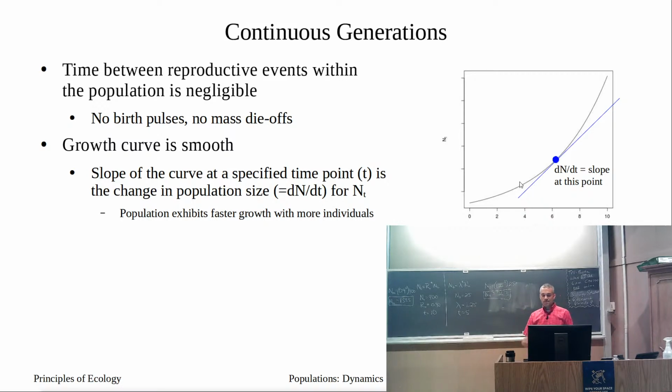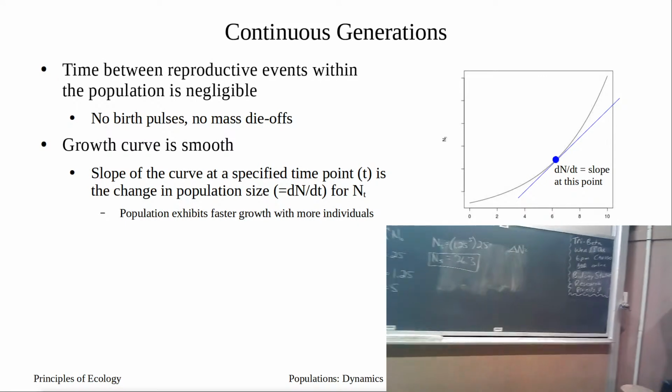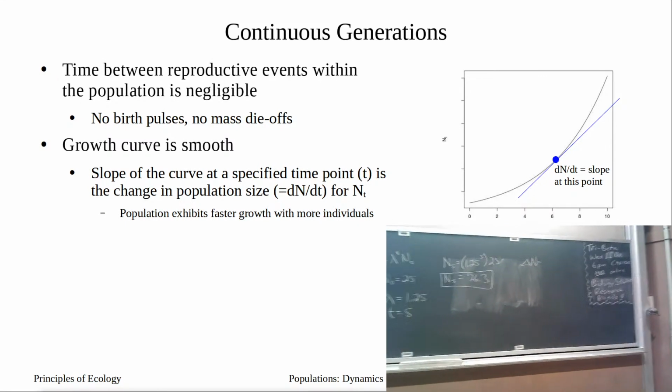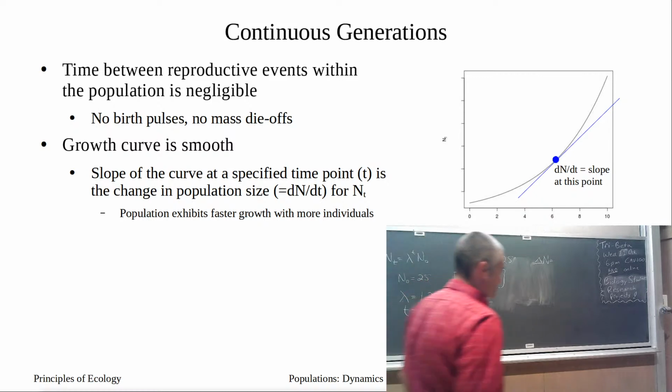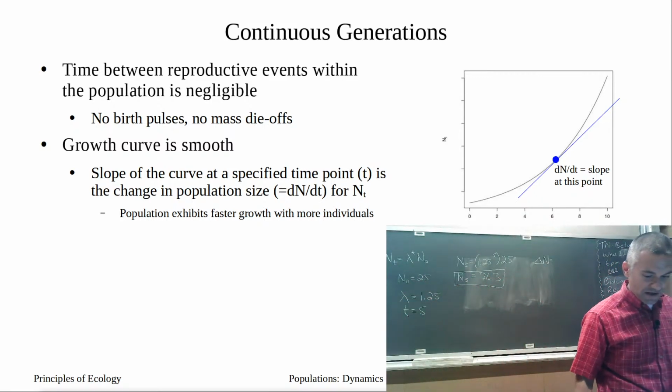Now we have some mathematical formula for this. Mathematical variables. So our change in population size at this time point is dN over dt. This is the slope at this point. And the dN over dt is kind of related to our delta N. So we introduced delta N. Delta N was the change in our population size.